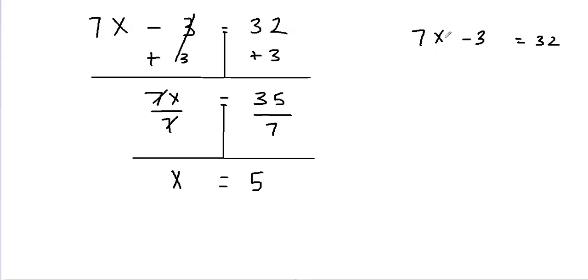If I plug in the value of x in this equation, this should satisfy my equation. So if I plug in x equals 5, this is 7 times 5, and then minus 3 is equal to 32. When I simplify this, 7 times 5 is 35, and then 35 minus 3 is 32. So I got 32 is equal to 32. And this makes my equation true, so I know that my answer is absolutely correct. This is how you can check your answer after finding the value of the unknown variable.